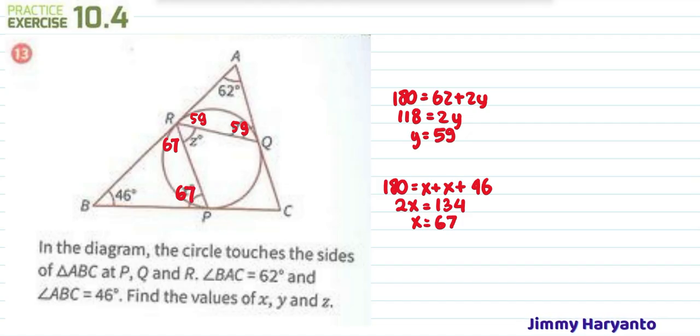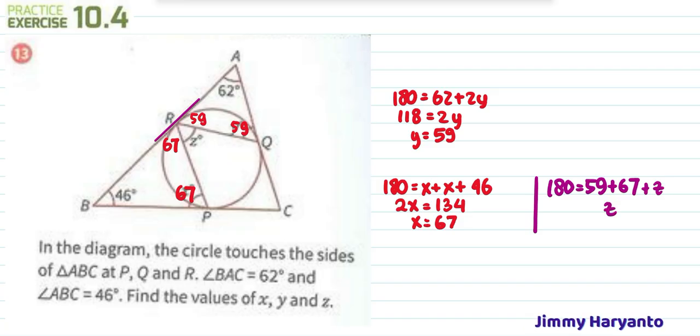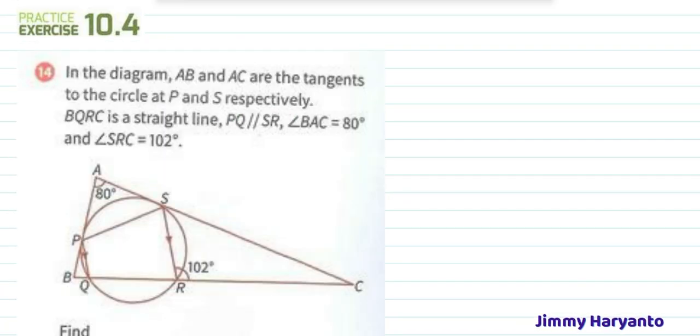And then to find the z, you only have to use the straight line, so 180 equals 59 plus 67 plus z, so z equals 180 minus 59 minus 67, which is 54. Okay, next is question 14.